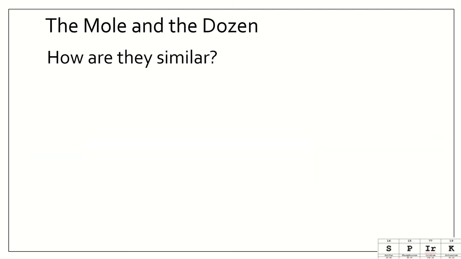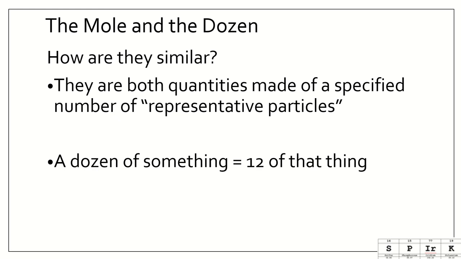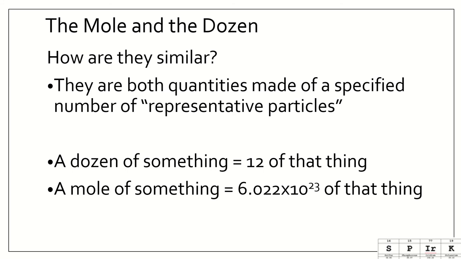So the mole and the dozen, how are they similar? They are both quantities made of specified number of representative particles. A dozen of something equals 12 of that thing, and a mole of something equals 6.022 times 10 to the 23rd of that thing. So it's just another way to group things and make counting easier. And the reason this number is so large is because atoms, molecules, and ions are so tiny.